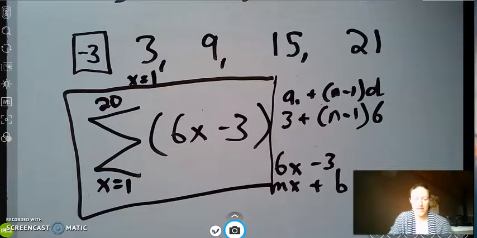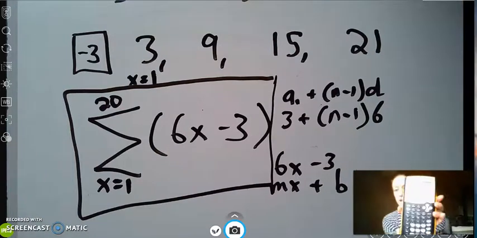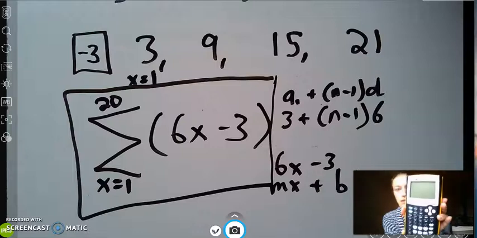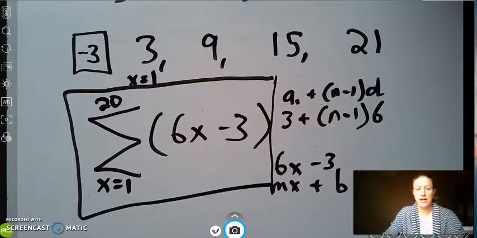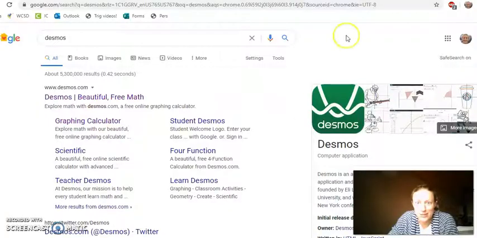My calculator actually just died. It was saying to change the batteries for several months, and now it's dead. And of course, I don't have any at home. So let me show you Desmos. I think this will work. I hope you can see it.